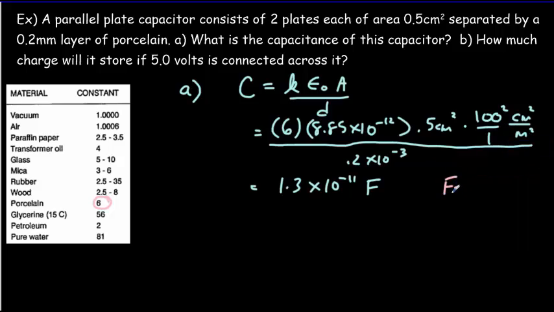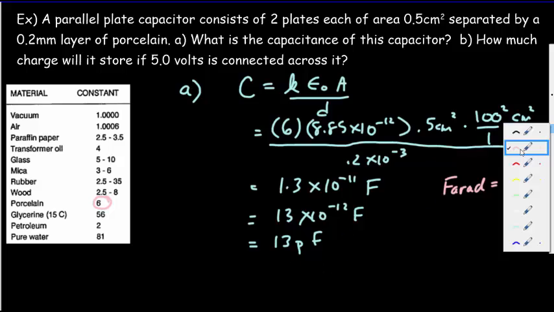So a farad is a humongous amount of capacitance. What we'd usually do here is write this as 13 times 10 to the minus 12 farads, and 10 to the minus 12 is what we call a pico. So this is 13 picofarads. Typically for capacitances, we'd be talking about values in micro, nano, or picofarads.